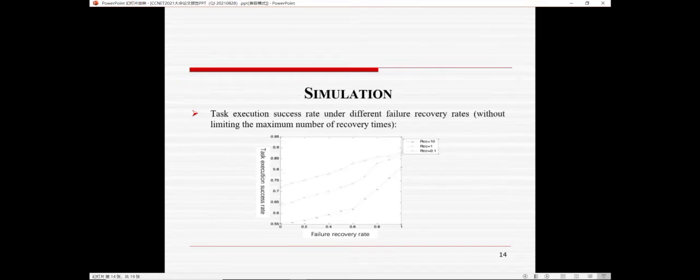So here are some of the results. The first is the task execution success rate under different failure recovery without a limited maximum number of recoveries. Just as shown in this figure.